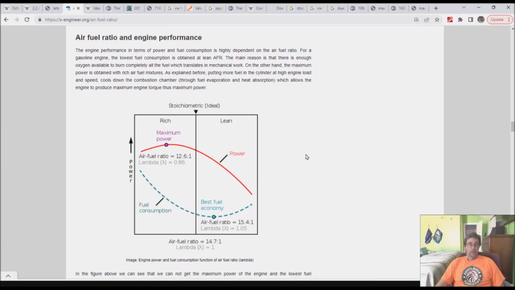Well, the word is stoichiometric. Stoichiometric is just a fancy word that says balance. It's particularly referencing that chemical equation. You've got a certain number of carbons, a certain number of hydrogens, a certain amount of oxygen, and it all comes together in a chemical equation in a nice balance. We call it stoich. And the ratio is 14.7. It's not 14.5. This is a reputable source, xengineer.org, air-fuel ratio. You're going to see this 14.7 in other places as well.